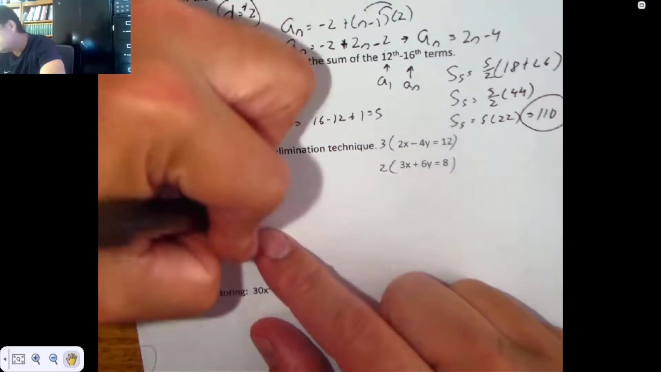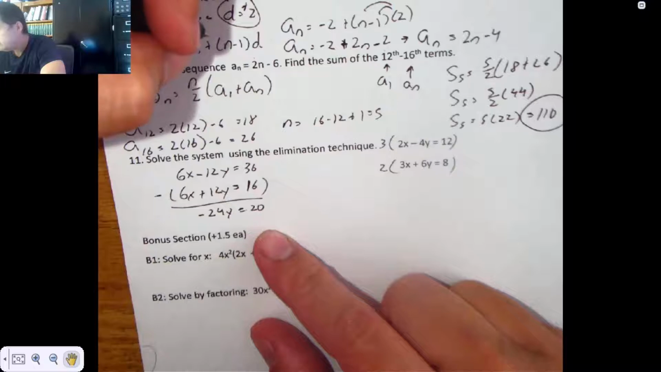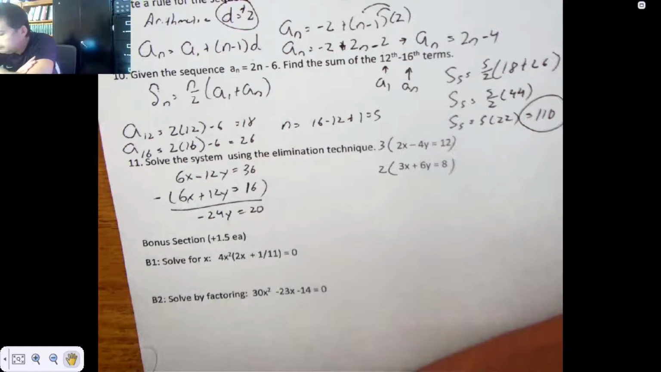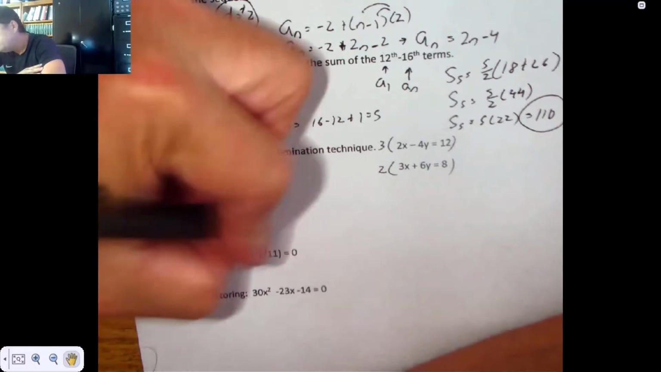Seems right. Oh, Lord, there's fractions? I wasn't expecting that. Make sure I didn't make any mistakes. Apparently there's fractions. Oh well, there's fractions. Divide by negative 24.